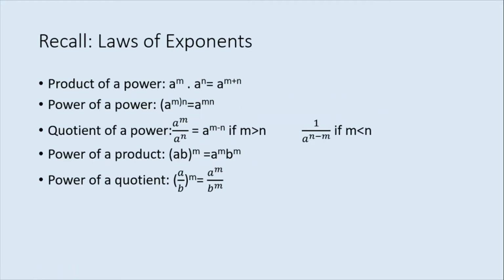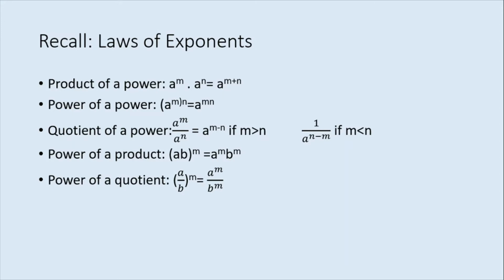So, recall muna natin yung laws of exponents. So, we have product of power. So, you have a raised to m times a raised to n is equal to a raised to m plus n. So, i-add lang natin yung exponent. Next, we have the power of a power. That is a raised to m quantity raised to n. That is a raised to mn.